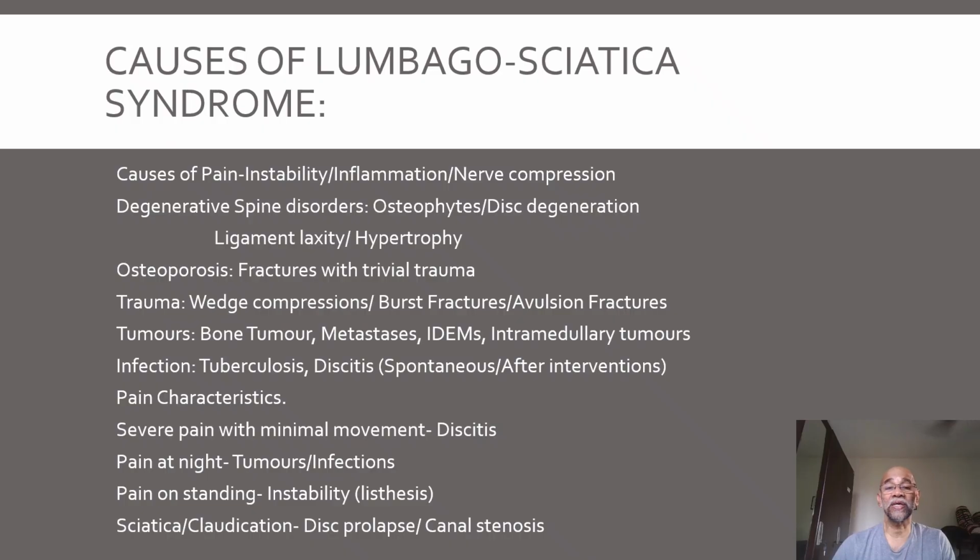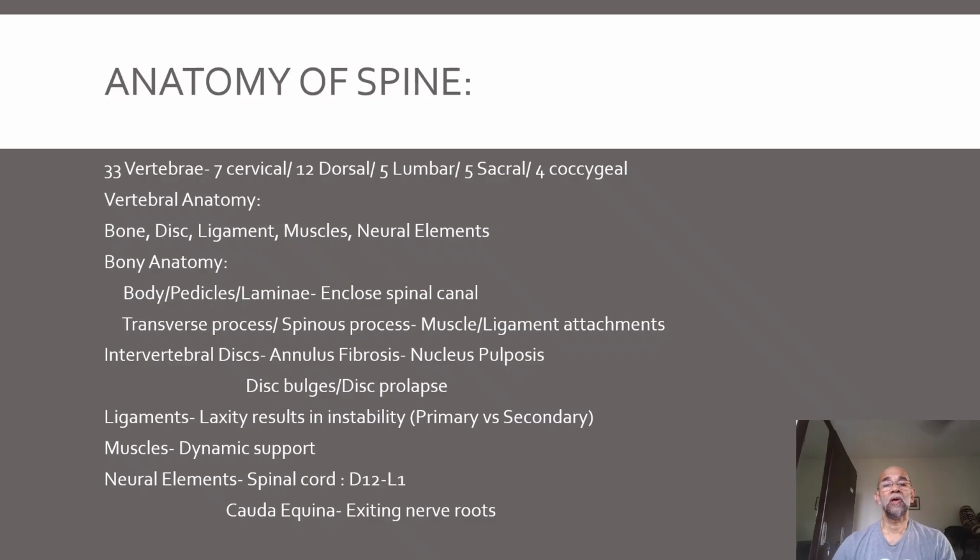Sciatica and claudication occur commonly because of disc problems, discogenic, and it can also occur because of canal stenosis, where it is not only the intervertebral disc, but also hypertrophied ligaments and osteophytes, which are producing neural compression. Let's have a quick view over the anatomy of the spine.